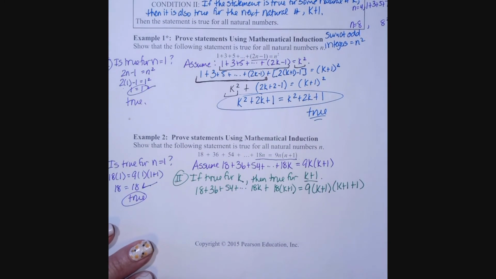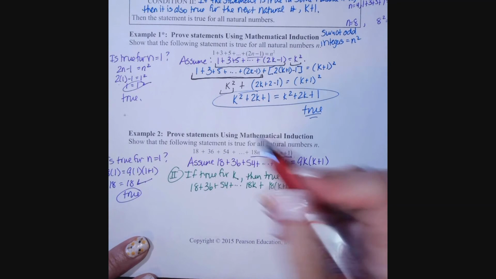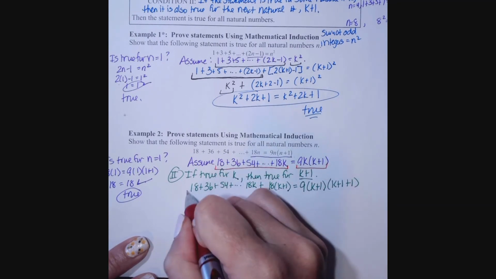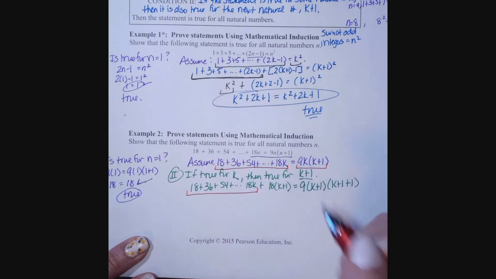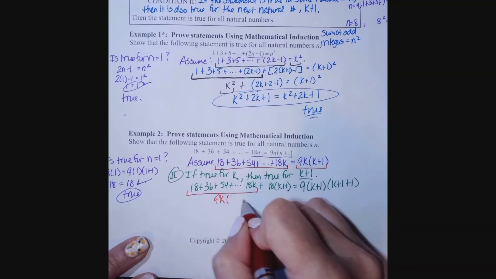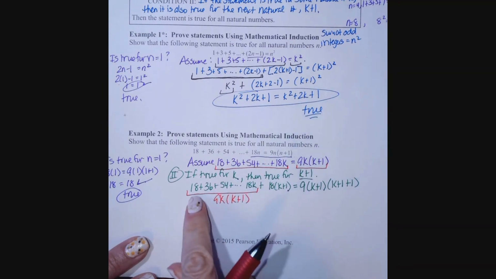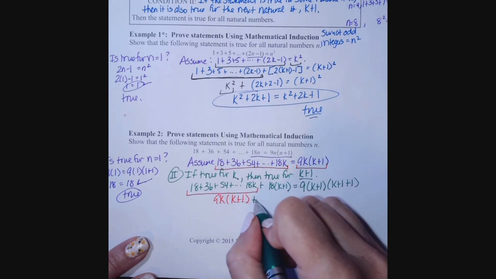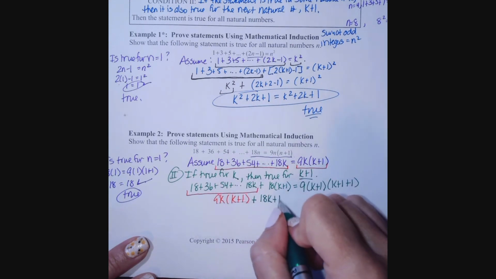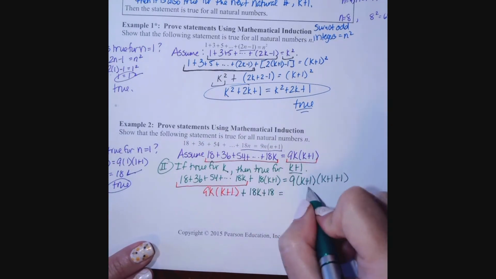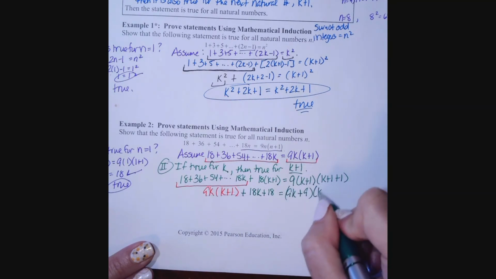Okay, what have we got here? Well, this is my assumption, that previous part right here. So I can substitute in 9k times k plus 1 for all of this. And then I have plus 18k plus 18. And on the right, if I distribute, I have 9k plus 9 times k plus 2.